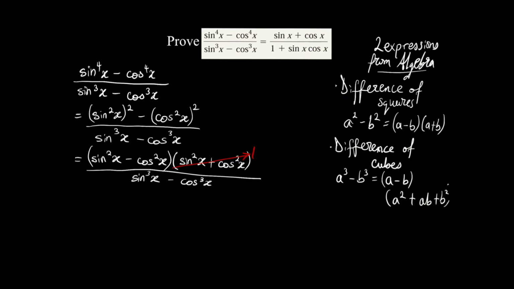Now, still on the numerator, sine square x minus cosine square x is also a difference of squares. So we can express that again, but this time as sine x minus cosine x multiplied by sine x plus cosine x. And that's for our numerator. For the denominator, to still be the same.